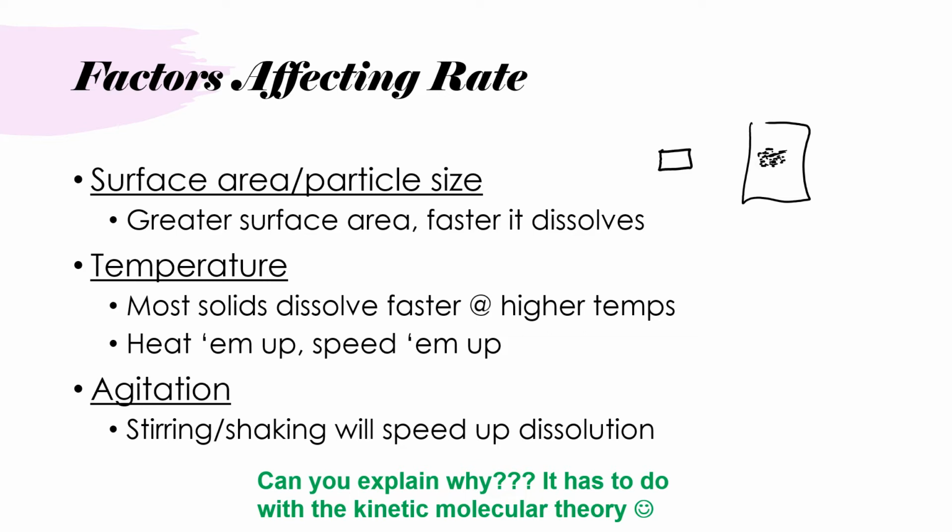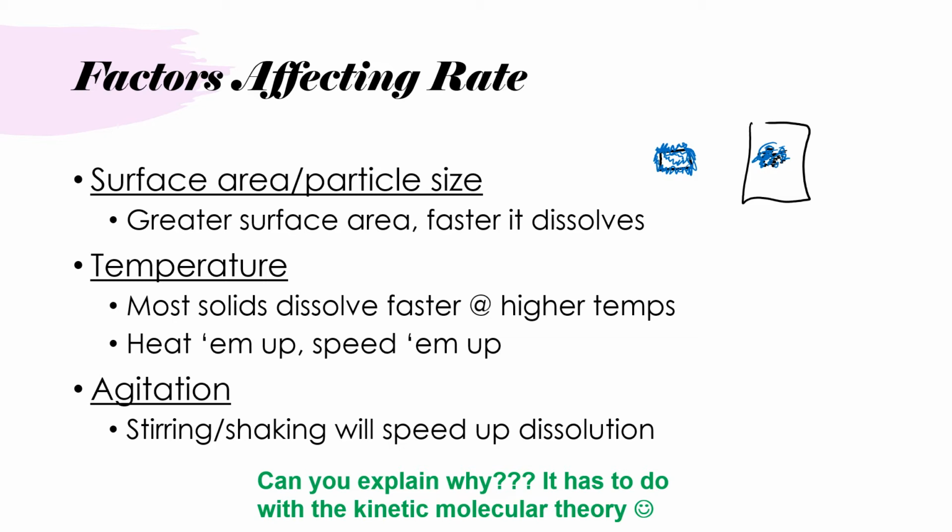How the cube would have dissolved, and I'm illustrating this in blue, is that the water can only touch the surface first, and then it eats away until it gets to the core and breaks all the sugar apart. With the ground sugar, each individual particle or grain is exposed to water, so all of it is dissolved at once.